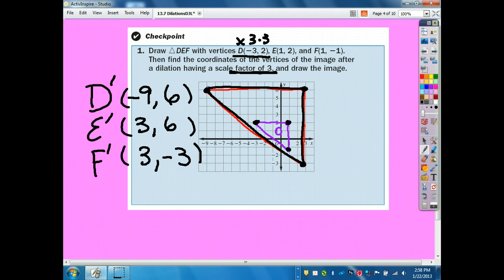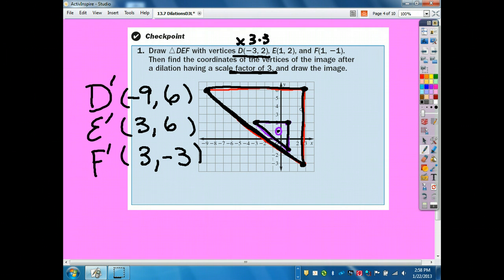You enlarge that with a scale of what? 3. Now, are these two figures, my original and my dilation, congruent? Yes or no? Can we call them congruent?